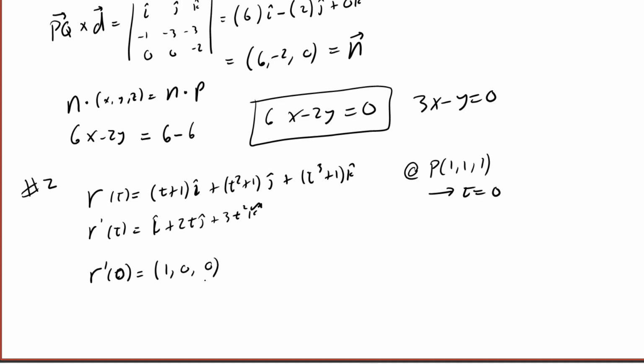Okay, so we need the tangent line, and it says parameterize the tangent line. So we can write this as (x of t, y of t, z of t) equals (1, 1, 1), right? Our point on the line, plus t times our direction vector.